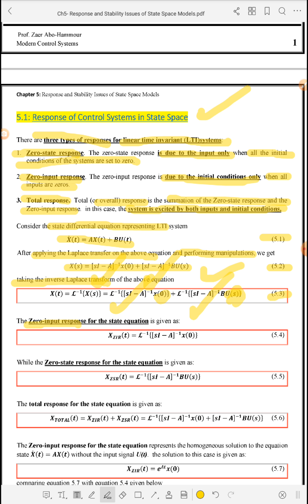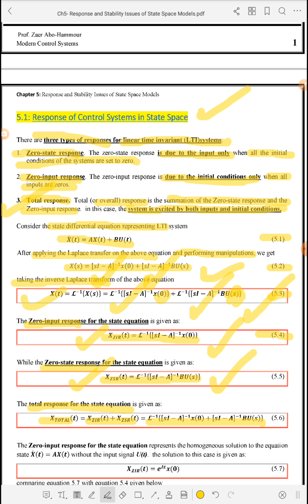Regarding the zero input response, it will be the first part of equation 5.3, which is given in equation 5.4, and regarding the zero state response, it will be the second part of equation 5.3, and it will be in this format. As I have said, this part and this part contain (sI minus A) inverse, and the difference lies in that in this equation we multiply by x naught, and in this equation we multiply by B U(s). So the overall response, or the total response, as we have covered here, is the summation of the zero input and zero state response, which is equation 5.3.